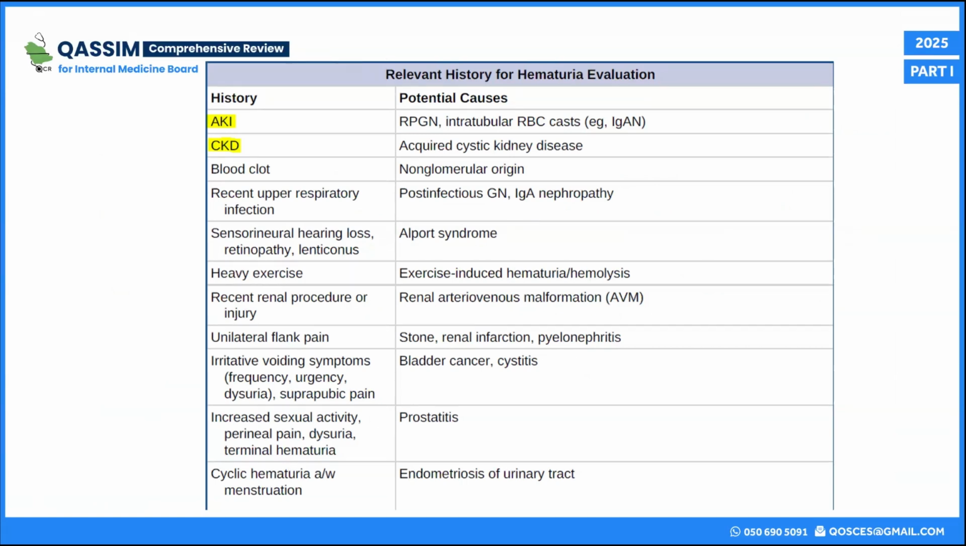For example, if the patient has AKI, think about IgA nephropathy, RPGN, etc. If the patient has CKD, think about polycystic kidney disease. Recurrent upper respiratory infection, think about post-infectious glomerulonephritis or IgA nephropathy. Unilateral flank pain, for example, stone or renal infarction.